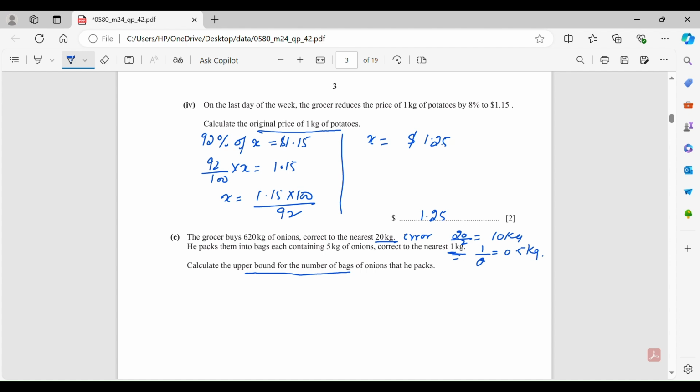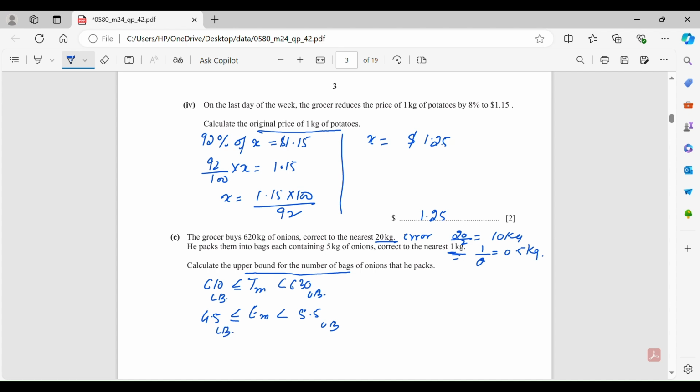So the upper bound of the total mass of the onion: the lower bound will be 610 and the upper bound will be 630. And each bag's mass will be greater than or equal to 4.5 and less than 5.5. This is the lower bound, this is the upper bound.